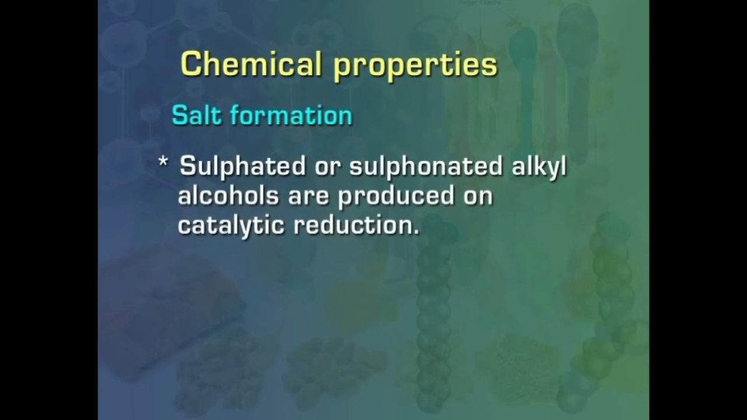Sulfated or sulfonated alkyl alcohols are produced on catalytic reduction. A fatty acid with reduction using hydrogen can become an alcohol or sulfated alcohol. These are highly efficient detergents or wetting agents, stable in acid and are not soluble if it is esterified with heavy salts like calcium and magnesium. This principle is used for preparation of soaps, detergents, etc.